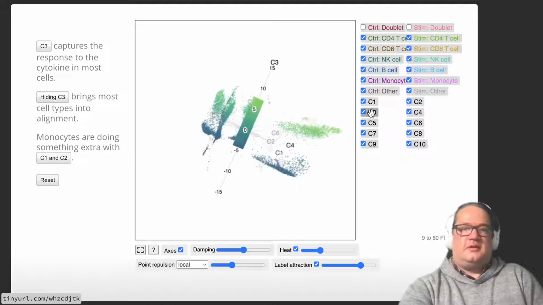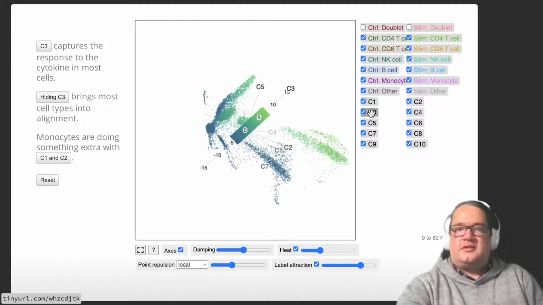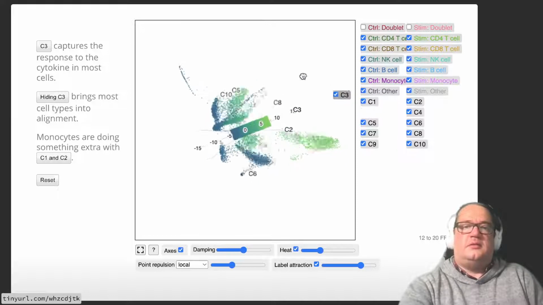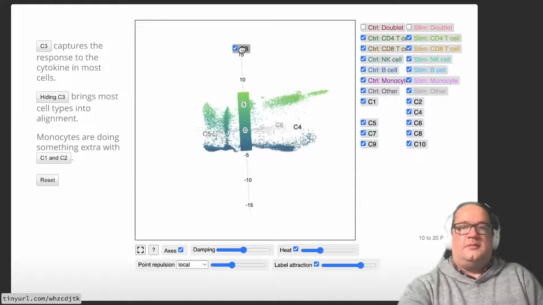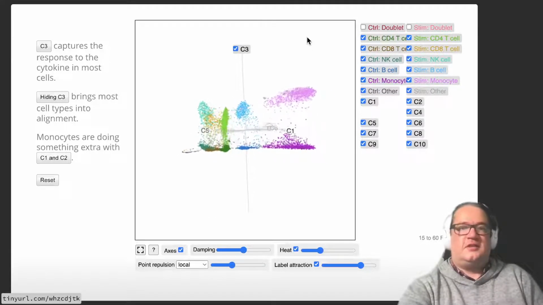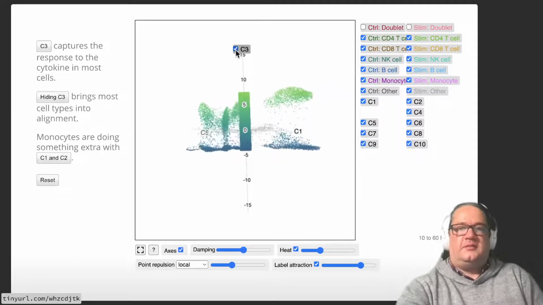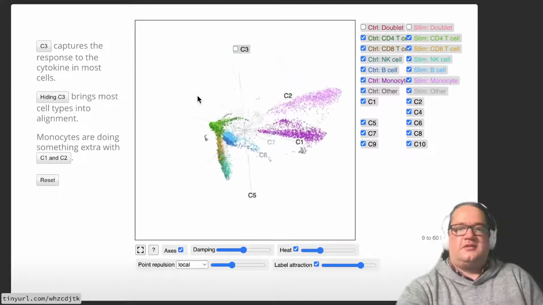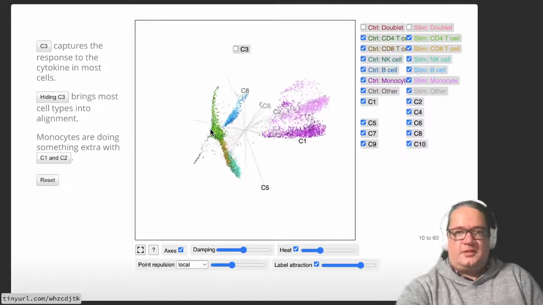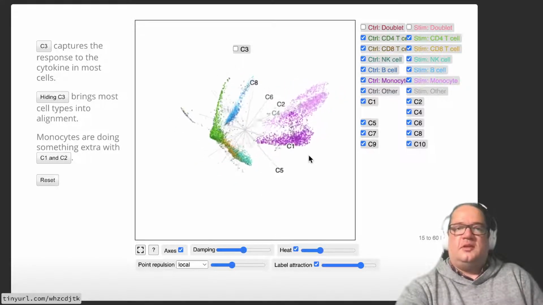Now these are Varimax rotated principal components, so they are actually somewhat interpretable individually. And so we might notice component 3 seems to account for most of the differences. You can drag that onto the plot and have a look. And then if we hide component 3, notice most of the cells are now overlapping between unstimulated and stimulated. But there's still something going on with the monocytes.